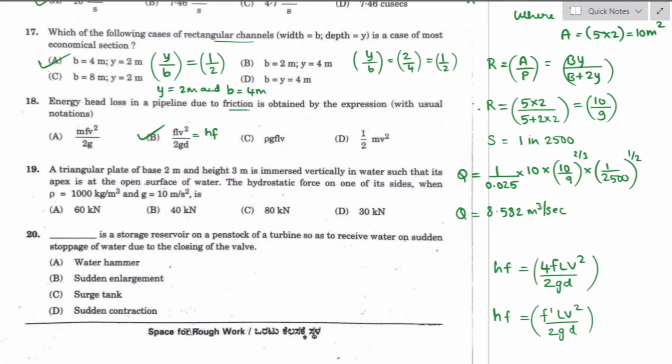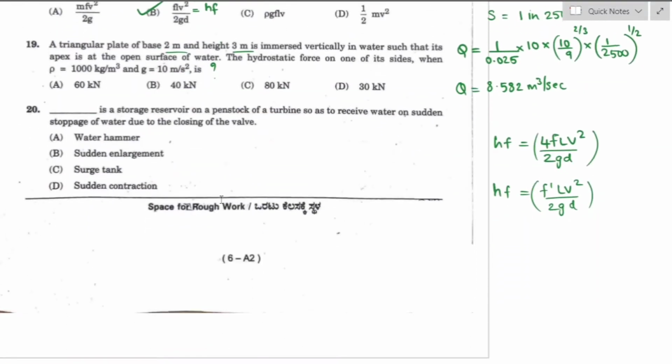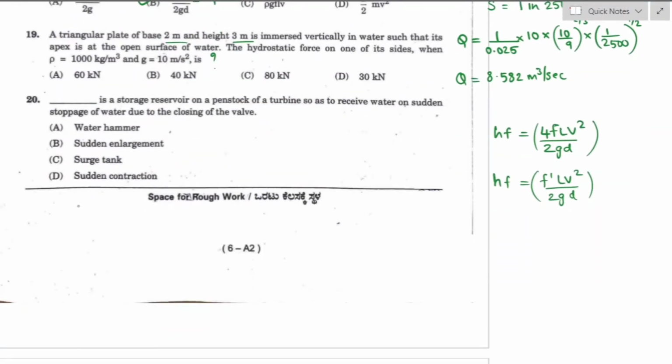Question number 19. A triangular plate of base 2 meter and height 3 meter is immersed vertically in water such that its apex is at open surface of water. The hydrostatic force on one of its side when density is equal to 1000 kg per meter cube and acceleration due to gravity is 10 meter per second square is. So we have to find the hydrostatic force on one of its side. Let us draw a triangular plate of a base width 2 meter and height 3 meter.